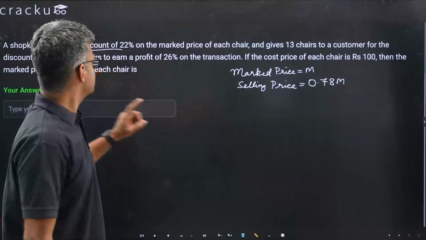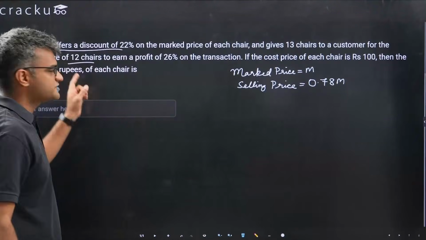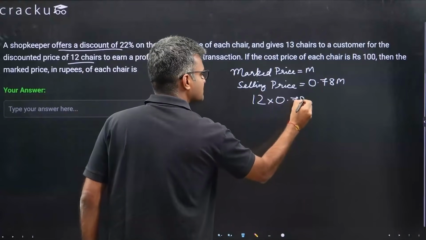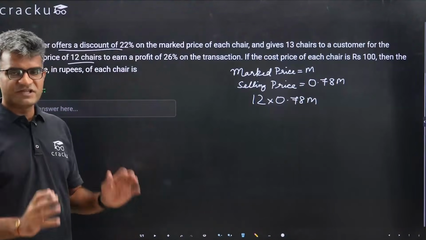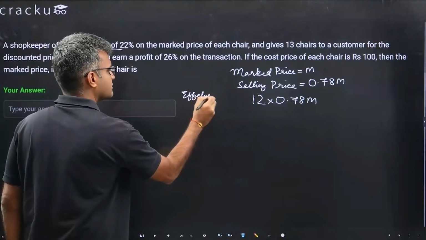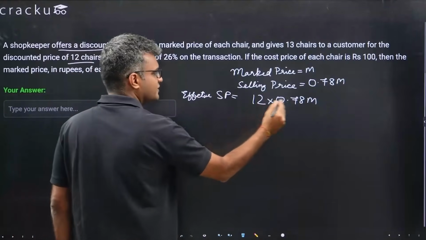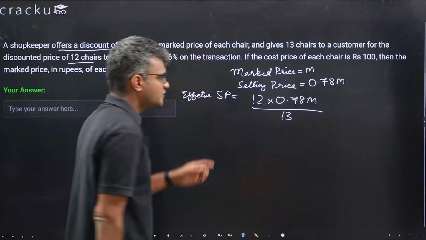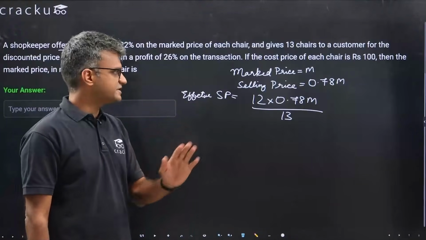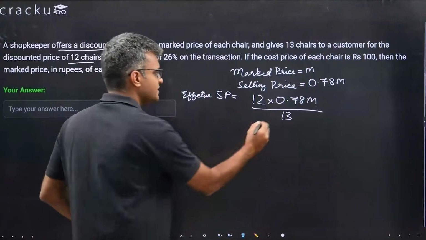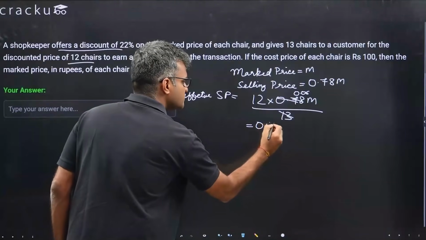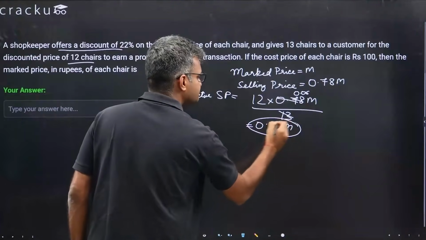Now he gives 13 chairs to a customer for the discounted price of 12 chairs. What is the discounted price of 12 chairs? The discounted price is 12 into 0.78 m. But maybe he knows this customer, for the price of 12 chairs, he is actually giving 13 chairs. So the effective selling price is 12 into 0.78 m divided by 13. Because the numerator is the total amount of money he actually received for selling 13 chairs. So the selling price of each chair is 12 into 0.78 m divided by 13. 0.78 divided by 13 is 0.06 into 12 is 0.72. So the effective selling price is 0.72 m.